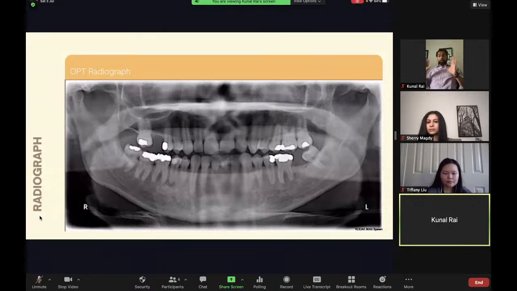For every patient, we do an X-ray. There are various types of X-rays. There's the OPT, there's a CBCT, there's a bite-wing, periapical. Every X-ray has its own merit. In this case, I did an OPT. Why was this my choice of X-ray?